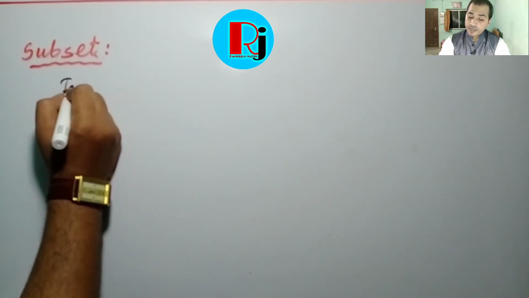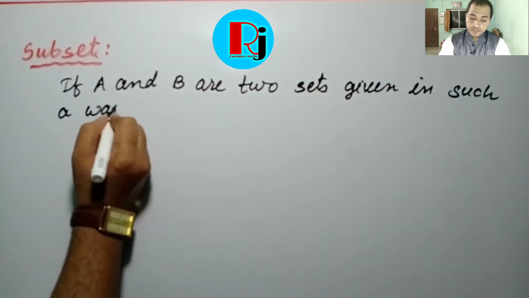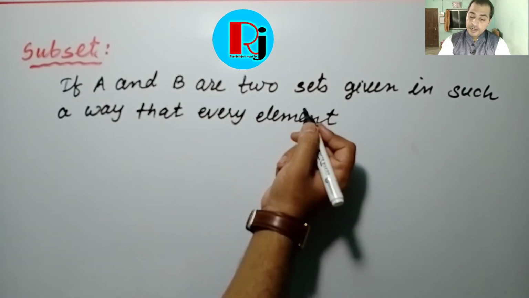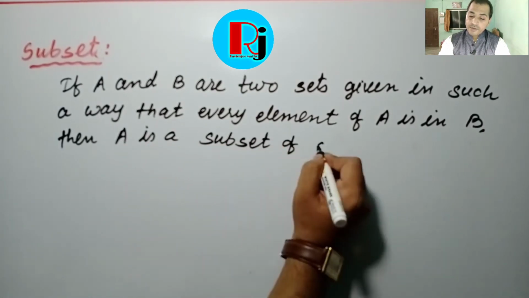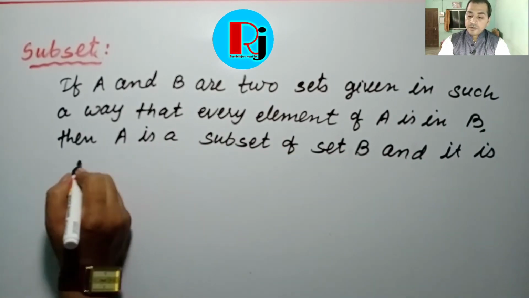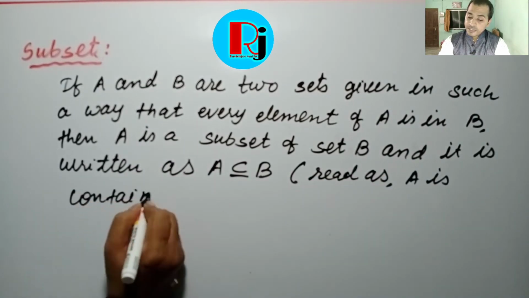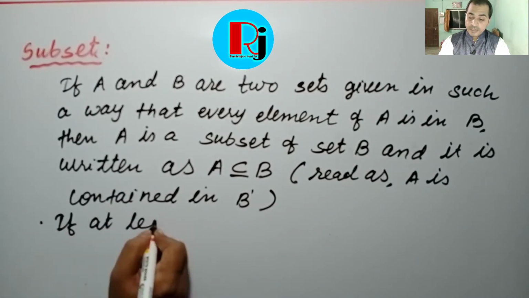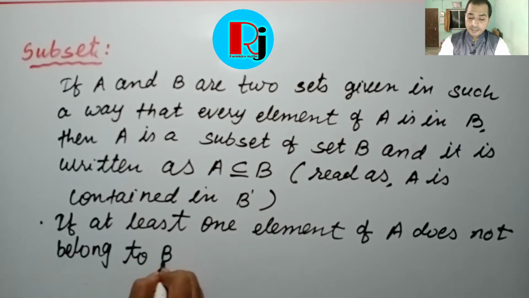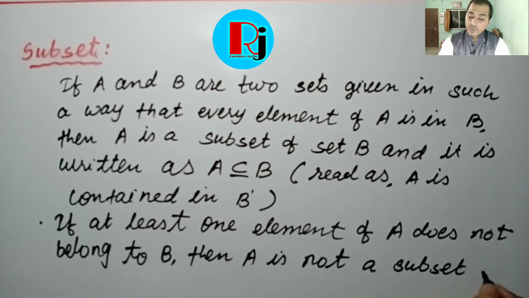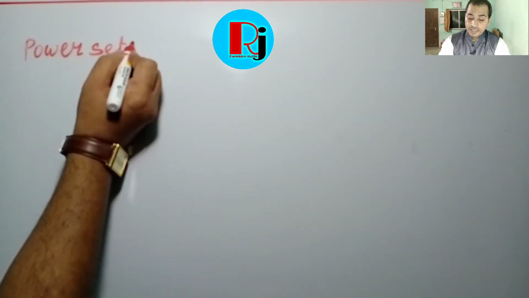Subsets. If A and B are two sets given in such a way that every element of A is in B, then A is a subset of set B and it is denoted by A ⊆ B, read as A is contained in B. If at least one element of A does not belong to B, then A is not a subset of B. It is written as A ⊄ B.